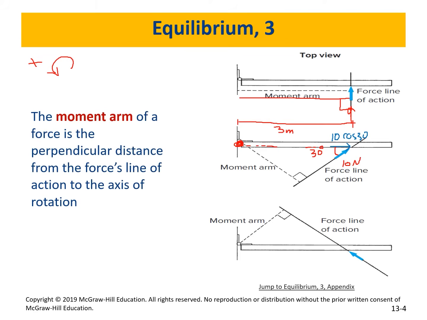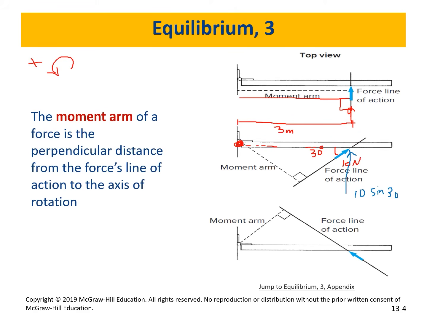Now, this one here, the vertical one, is going to be 10 sine 30. Do you agree? Now, the 10 cosine 30, it's passing through the joint, right? Rotation. So the distance is 0. So we don't care about this one. So we erase this. That's not going to help us. The only one that matters is 10 sine 30.